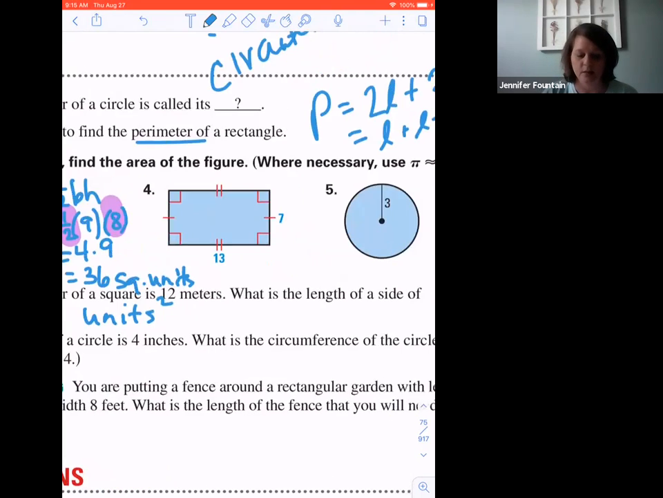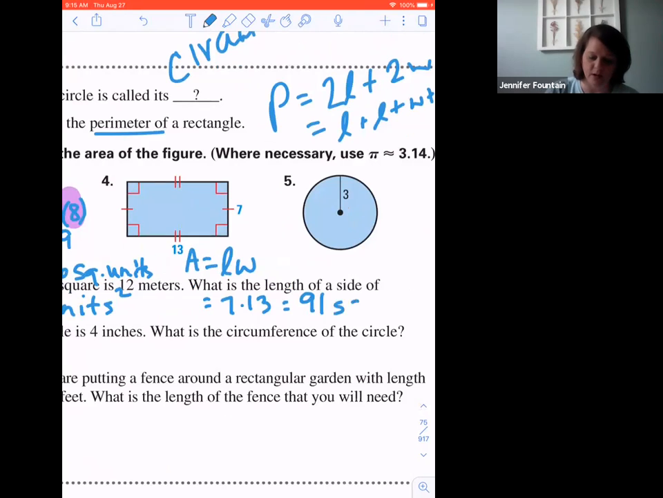All righty. Rectangle. We already said that area equals length times width. So I've got area equals 7 times 13. And that is going to equal 91 square units.